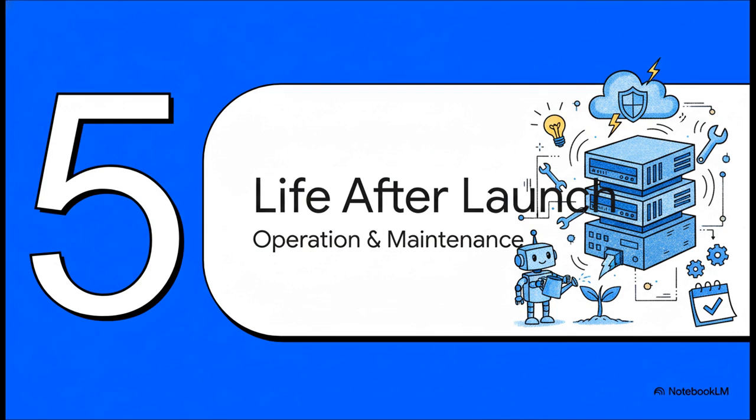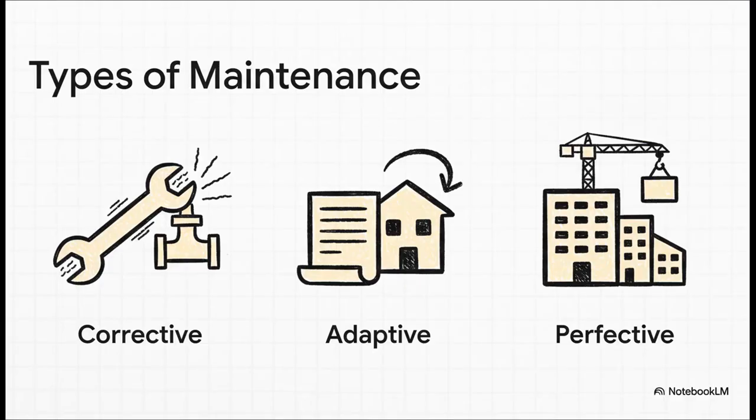But here's the thing, the project doesn't just end on move-in day. In fact, in a lot of ways, the work is really just beginning. So we arrive at the final, and usually the longest, phase, operation and maintenance. This is all the ongoing work, and it comes in 3 flavors. There's corrective maintenance, which is like fixing a leaky pipe, you're just patching bugs. There's adaptive maintenance, which is like renovating the building to meet new city codes. And then there's perfective maintenance, which is like adding a whole new wing because the people living there requested it.